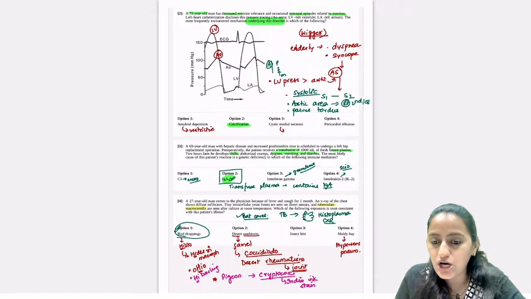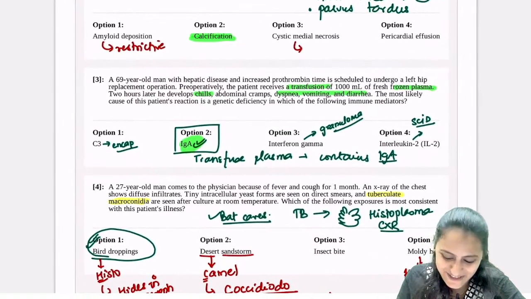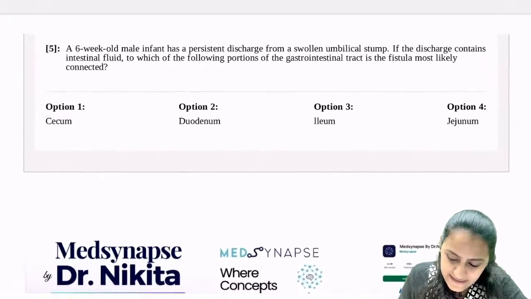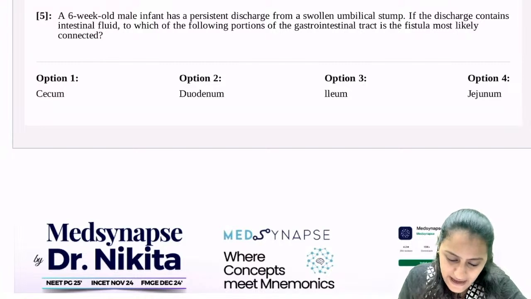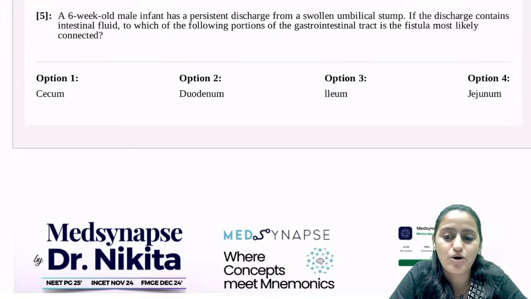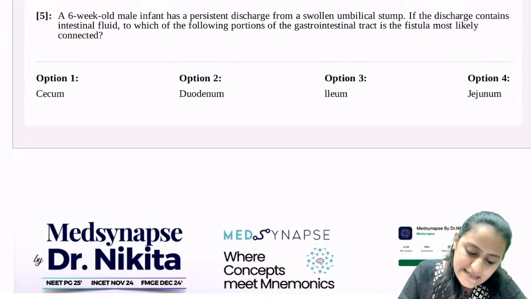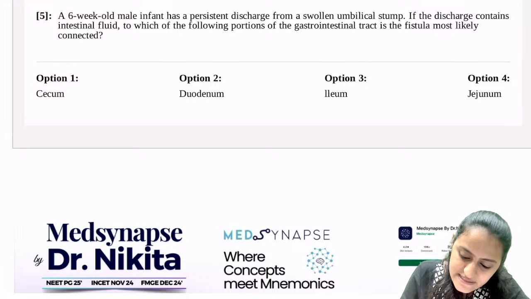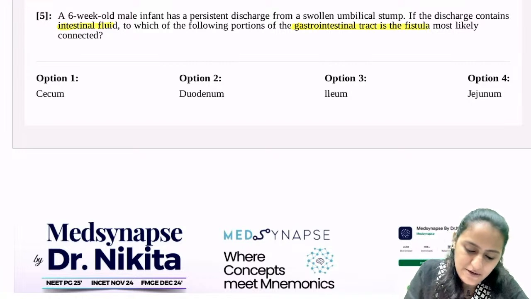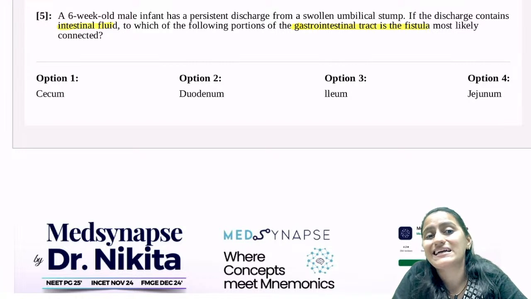Going on to the next question. Very good. So you guys remember that. Amazing. Going on to the next question, the last question that we have here. Now there were two questions related to this in your NEET PG 24 exam in the morning shift. 6-week-old male infant, persistent discharge from a swollen umbilical stump. The discharge contains intestinal fluid. So to which of the following part of the GIT is the fistula connected?